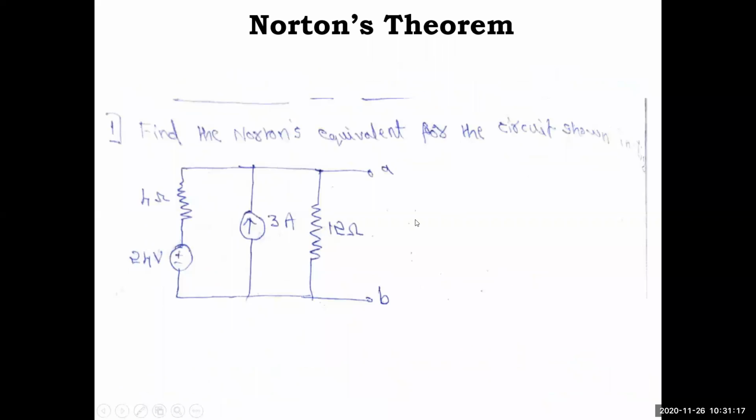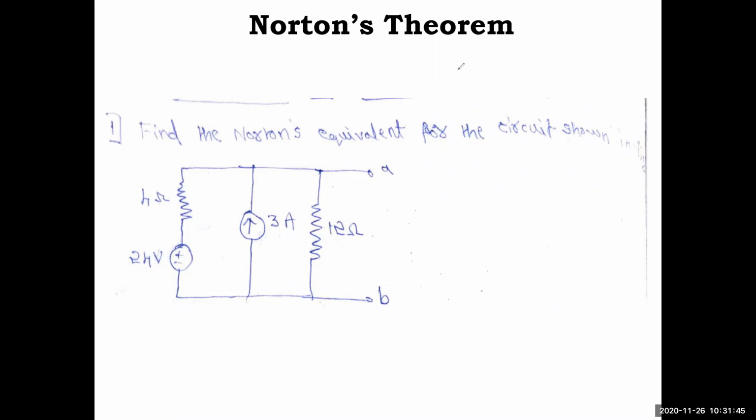Note down the first question. Find the Norton's equivalent circuit for the circuit shown in the figure below. You have a 4 ohm, 24 volt, 3 amp, 12 ohm, and the terminals are open here. No load is connected. You just have to find a current source in parallel with a resistance. You have to show that as the Norton's equivalent circuit.